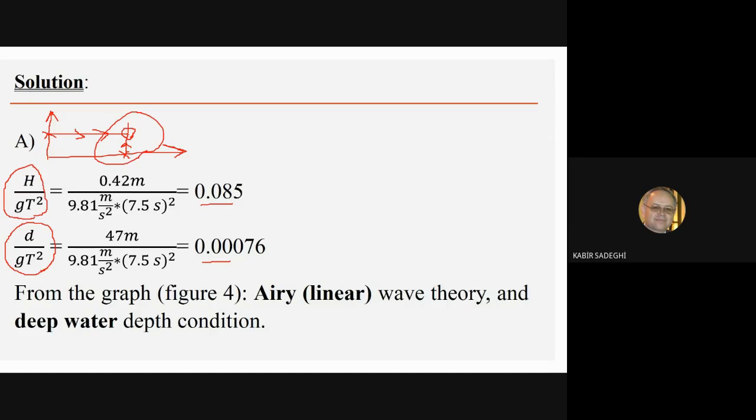Let's see. From the figure that I will show later to you, we see that Airy wave theory is the best, and the water depth is deep water. Okay, let's see what the values are. Please keep in mind, the vertical one is something about 8.5 times 10 minus 2, and the horizontal one is something about 7.6 times 10 minus 4.